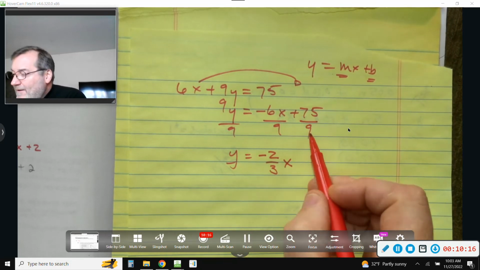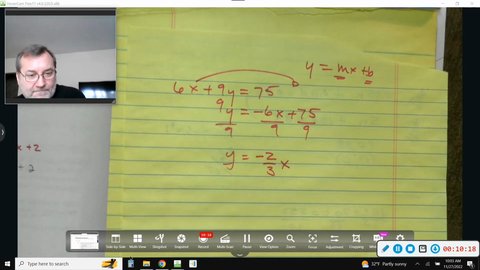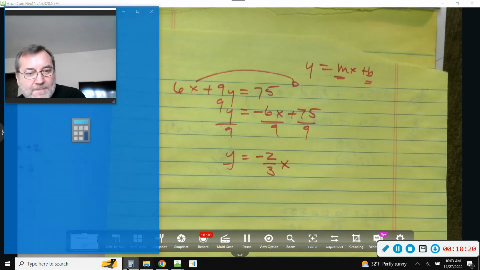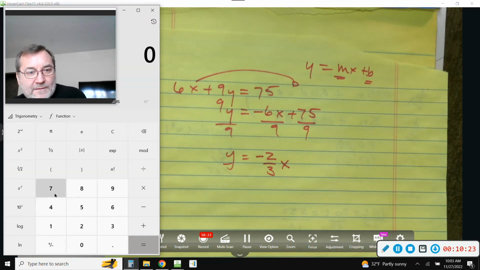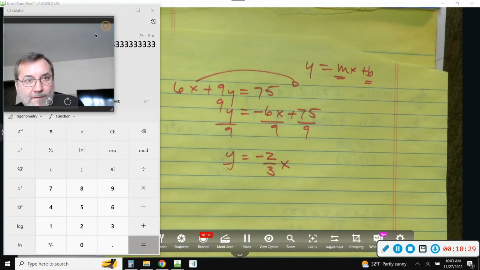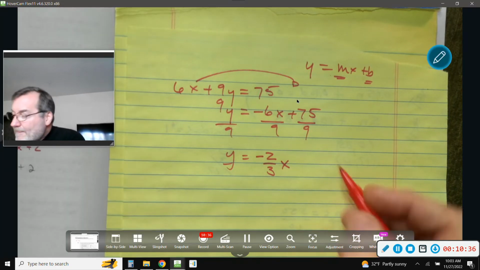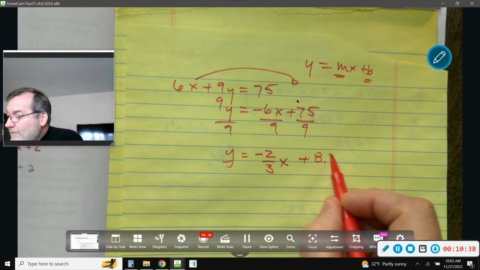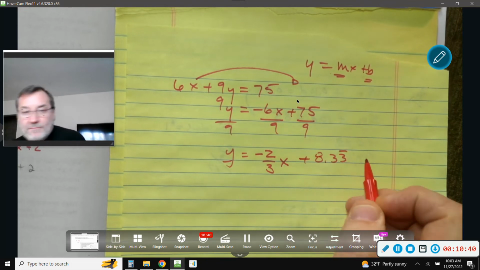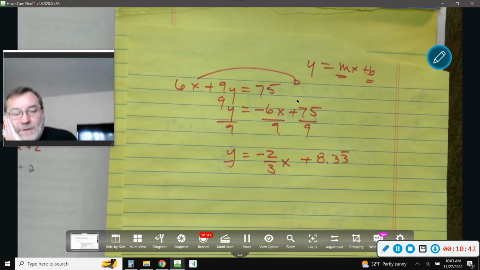And then 75 divided by 9. I wonder what that could possibly be. Let's see, 75 divided by 9 equals, look at that, 8.33, plus 8.33. I'll just put a little repeat bar after that. You can represent it as a fraction if you want, but that's pretty good.